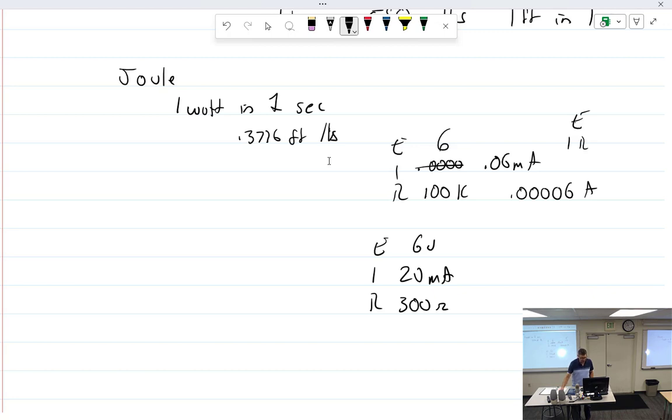10 to 20 milliamps: muscular contractions and inability to let go. 10 to 300 milliamps, that's 300 milliamps. How many amps is that? 0.3 amps. That's permanent damage. We will be dealing with that often.